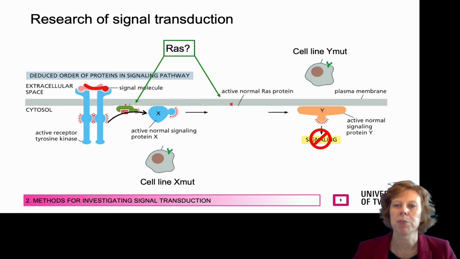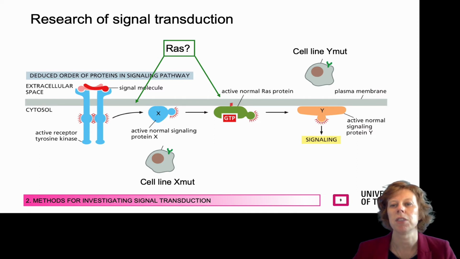If RAS is upstream of protein X, then inserting an overactive form of RAS in a cell line with a defective protein X, cell line XMOD, will not rescue the signal. However, if RAS is downstream of protein X, then this will rescue the signal. A similar experiment can be done with a cell line containing a defective protein Y. In this case, addition of RAS to the YMOD cells did not restore the signaling activity, indicating RAS is upstream of protein Y. Based on these results, the deduced order of the signaling pathway is shown.